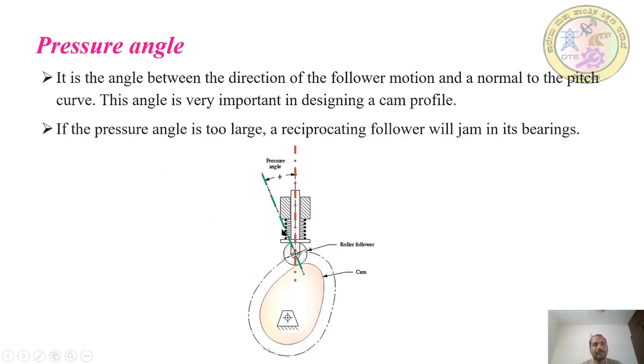Pressure angle. It is the angle between the direction of the follower motion and a normal to pitch curve. So this angle is very important in designing a cam profile. If the pressure angle is too large, a reciprocating follower will jam in its bearings or guides.